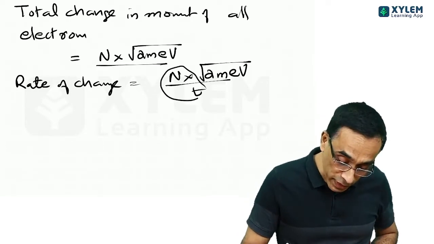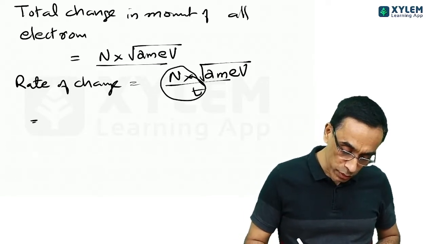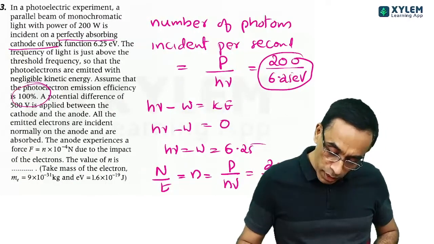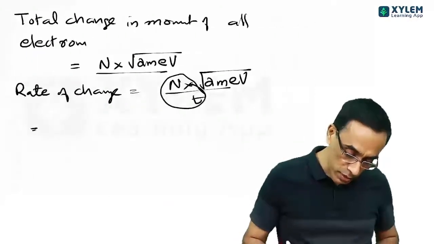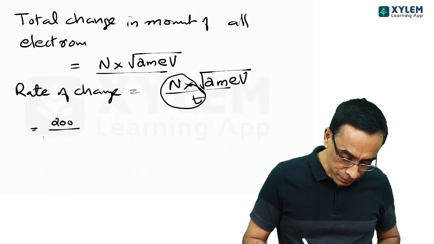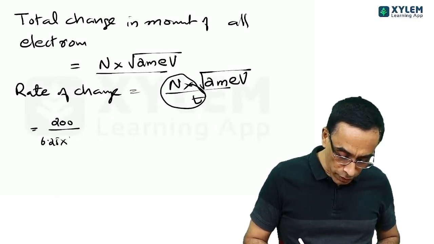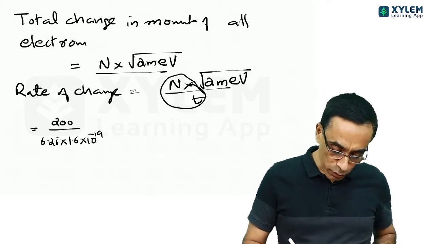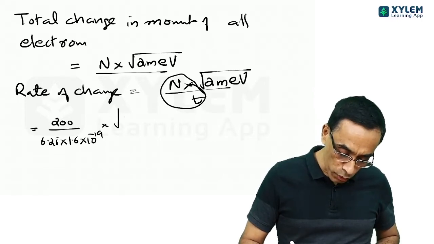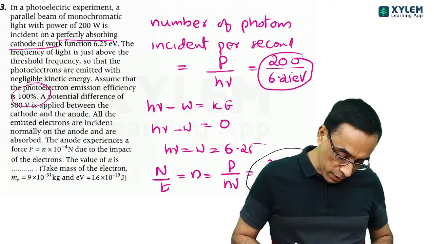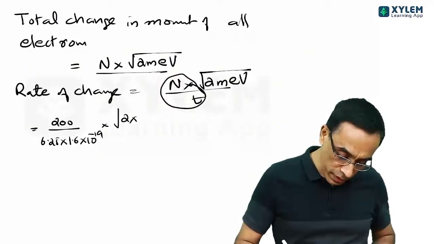But this n by t we have already calculated. Now we are ready to calculate n by t. We have already written it down. See what n by t is. That is 200 by e. So that can be written like 200 divided by 6.25 into 1.6 into 10 raised to minus 19. Clear? That is the number of photons per second into root of 2 into mass of the electron, which should be given, 9 into 10 raised to minus 31.